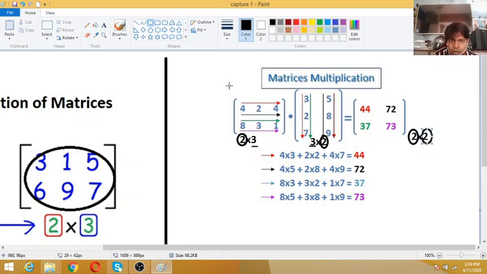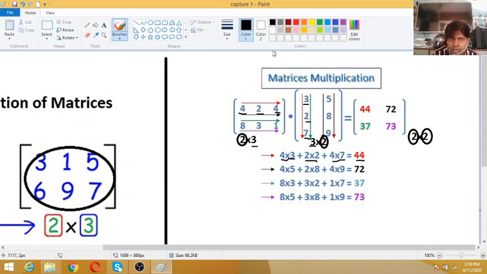So if you see properly what I have done, I am marking for you all. This 4 goes to this 3, first goes to first, right? Now this 2 goes to this 2, you can see here, and this 4 goes to this 7, and then you have a plus sign between all these numbers so formed. So when you multiply and then add these numbers, you get 44.